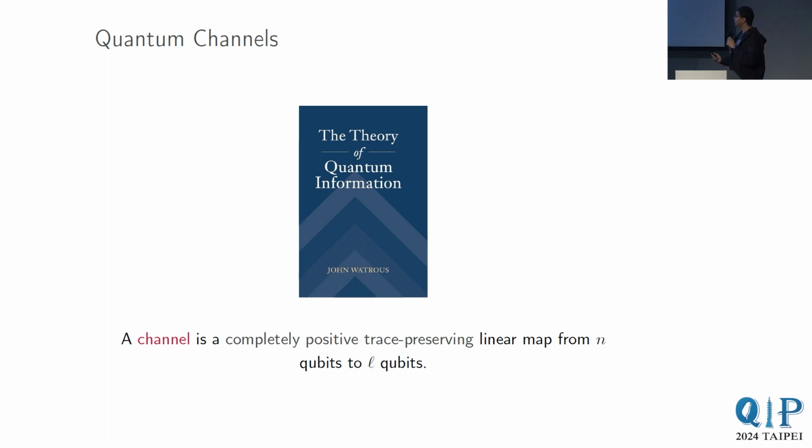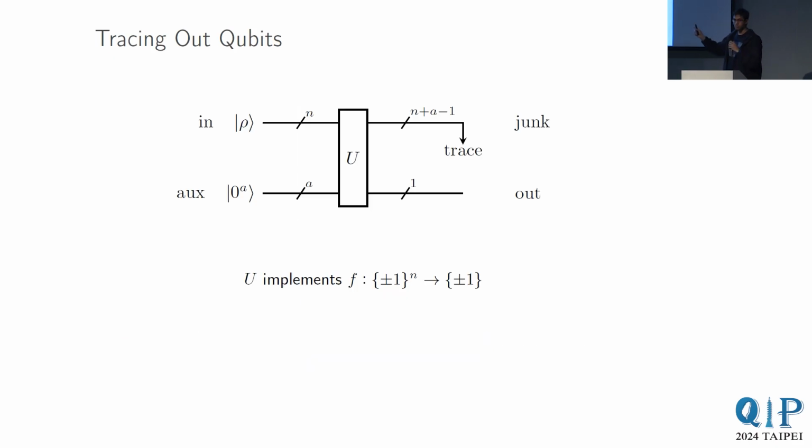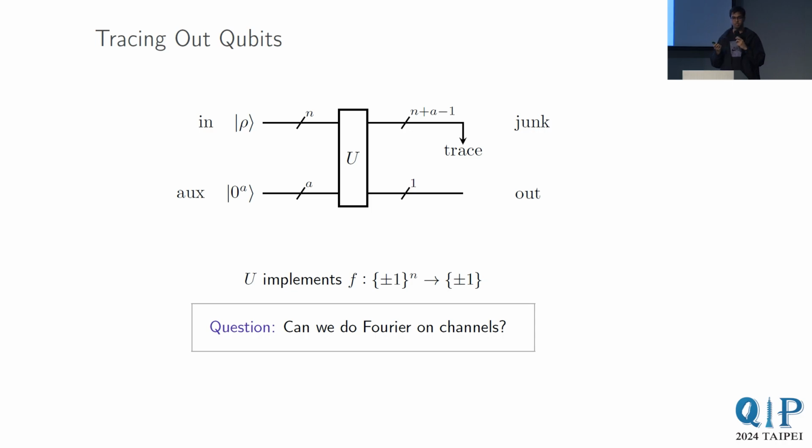So what we did is we decided to treat quantum circuits as channels. A channel is just a complete CPTP map from n qubits to L qubits, and we're going to treat quantum circuits as channels mapping n qubits to 1 target qubit. And we do it as follows. You've got some input state, you've got some number of ancilla qubits. You just trace out all the other qubits but the target qubit. And we want to do Fourier analysis, or some kind of Fourier analysis, on this object.